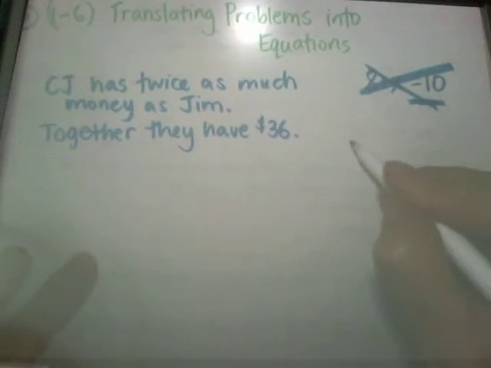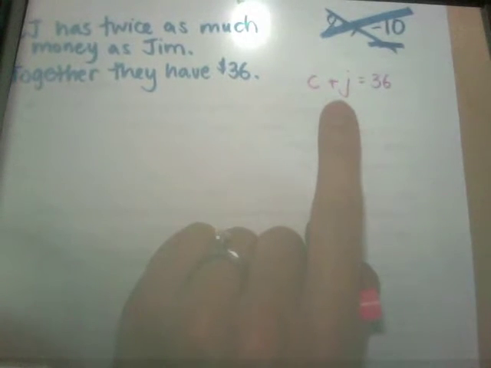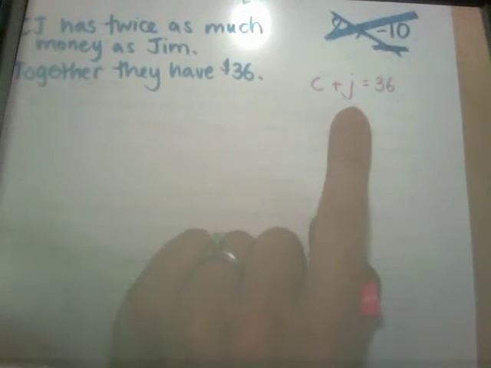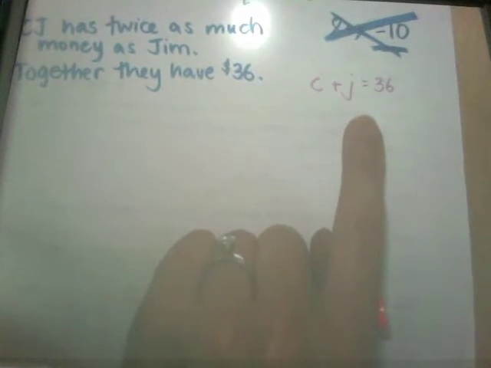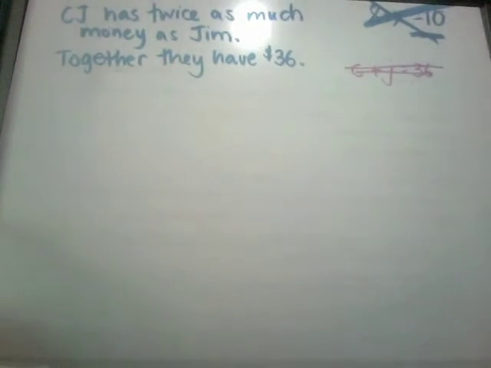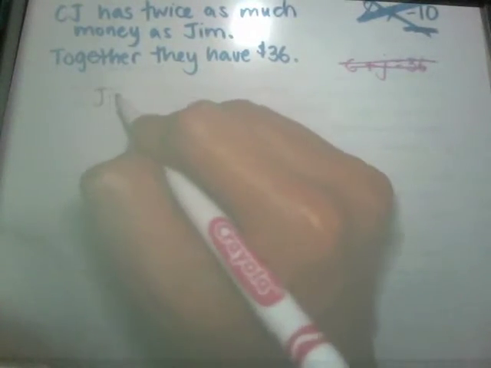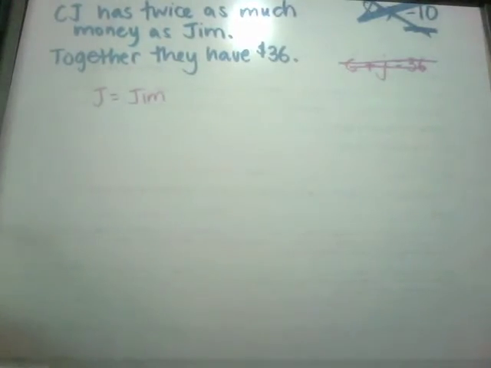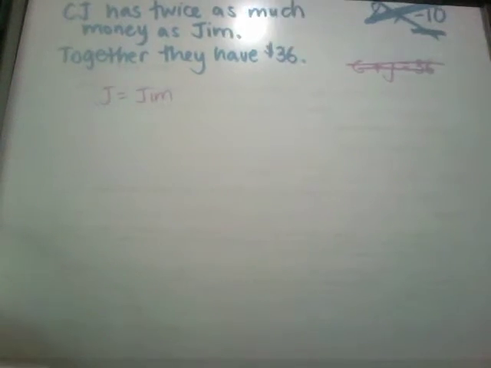Now, don't write this down. If I said, let's say C for CJ and J for Jim, if I did this, is there any way to solve? Good, thumbs down. There is not. CJ could have $1, Jim could have 35. CJ could have $20, Jim could have 16. There's multiple answers. So we can't use different variables. Now, for this, I'm going to start and I'm going to use J for Jim. If J is my unknown amount of money, that's the only variable I can use.